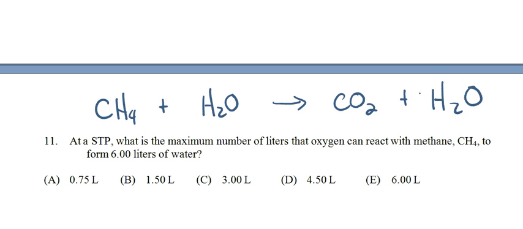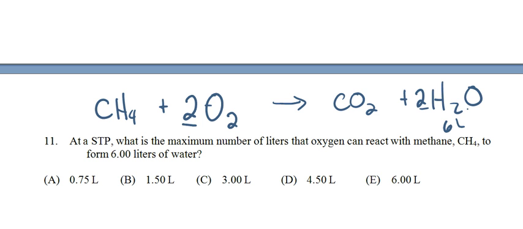All right, so we've got 2 there. Ooh, sorry about that. We don't want water there. We want oxygen. My bad. So O2. All right, so we've got 4, 1, so I've got 2, so we need 2 there. Okay? All right, so we've got our equation balanced, and it wants to know at STP the maximum number of liters of oxygen that can react with methane to make 6 liters of water.